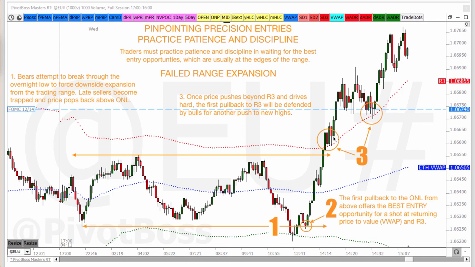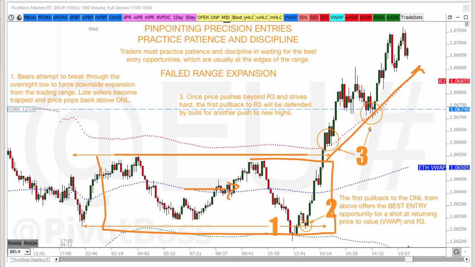There's a difference on this drive compared to others. If price pushes outside of R3 and just kind of does this and then it's already testing it, it's not the same. If it's doing this, it's not the same. If it drives through it, then coming back to defend R3 is a great idea for a shot at continuing this thing. Because if we are in a transitionary period here where we're transitioning from this sideways trade to this expansion trade, this could be significant, and that first retest is going to be huge.